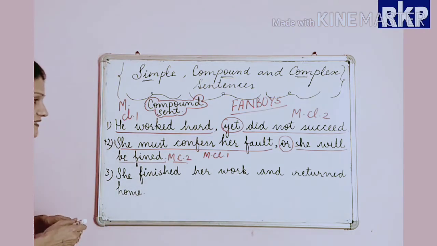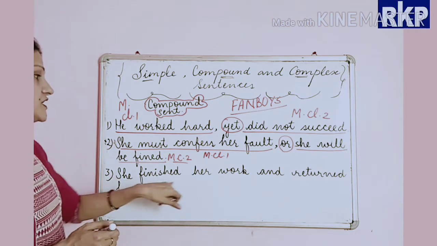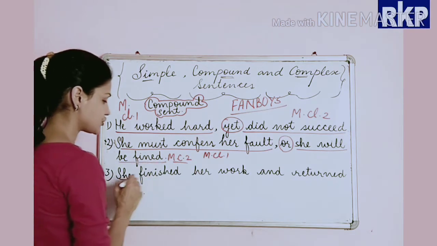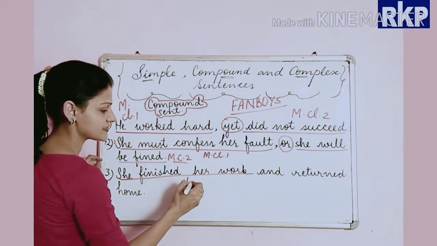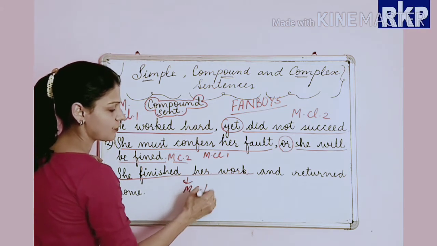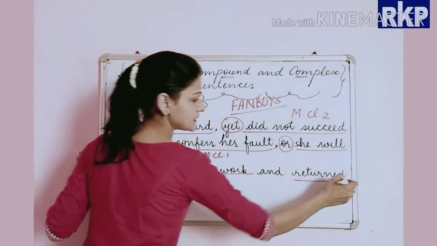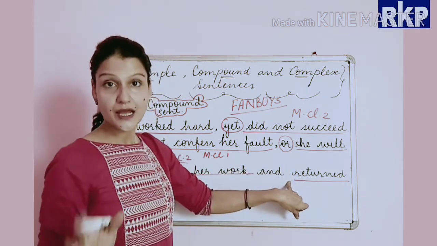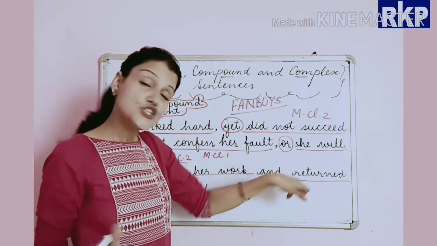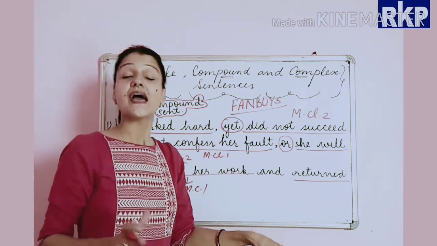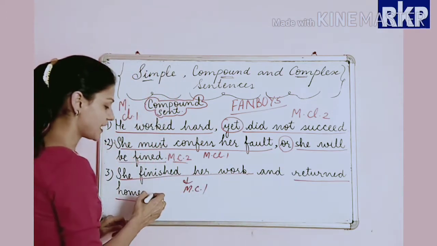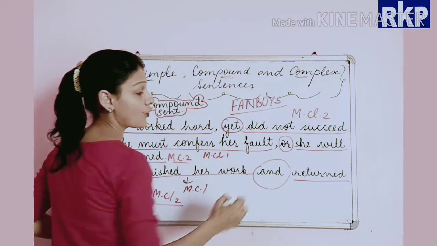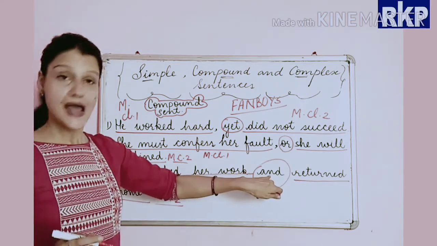All right, our third sentence is, she finished her work and returned home. Right, here she finished her work. All right, this is main clause one, and returned home. Here also, beta, see, there is no subject, but it is understood. She returned home. Okay, and she returned home. So this is our main clause two, and here is the coordinating conjunction and.